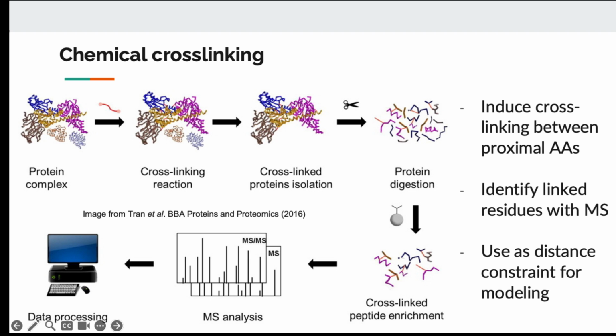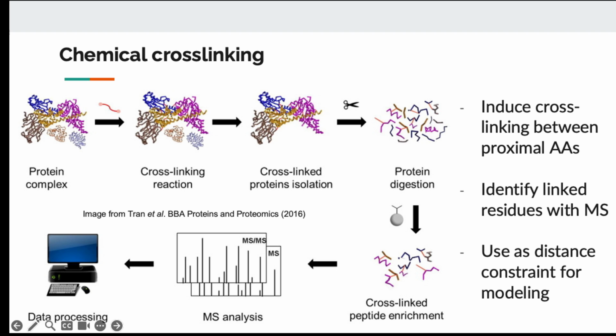This will also require a specialized bioinformatics algorithm to identify not linear peptides, but 2 peptides connected to each other. But it's possible. Once you identify which peptides are connected to each other, if you can map one peptide to the brown protein and one peptide to the purple protein, the fact that they can be cross-linked means that the brown protein and the purple protein have to be next to each other in 3D.